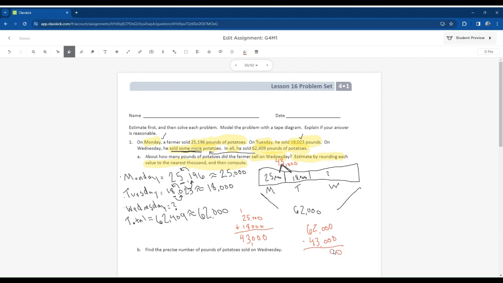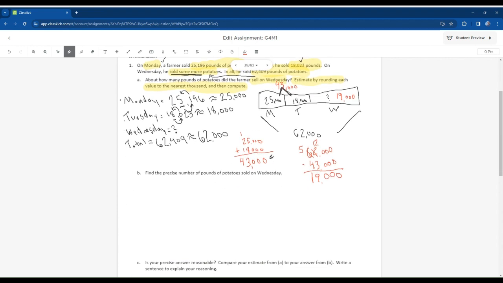0 minus 0 is 0. 0 minus 0 is 0. 0 minus 0 again. 2 minus 3, I'll have to regroup from my 10,000s place. And now 12 minus 3 is 9. And 5 minus 4 is 1 to make 19,000. So that's the estimated amount for Wednesday. About 19,000 pounds of potatoes were sold on Wednesday.